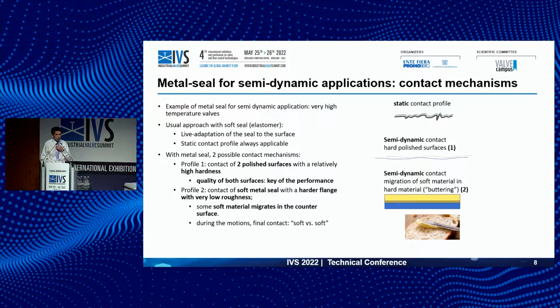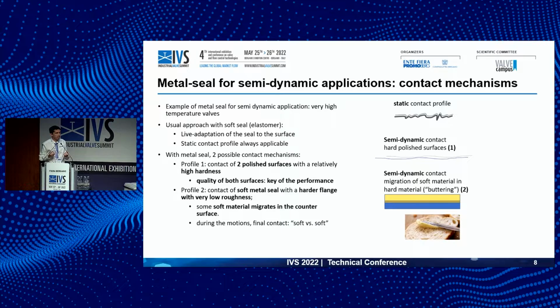So the usual approach is with soft seal, with elastomer, also with plastomer. There is what I call live adaptation of the seal to the surface. That means what I designed on the top, on the right, that's a static contact profile. It's of course only to figure out what's happening. That means you have the roughness of the flanges, and the soft seal is going to adapt itself to the roughness of the flange. And when you are going to move, very simply, the soft seal is going to deform, and after it's going to reform itself at its new position.